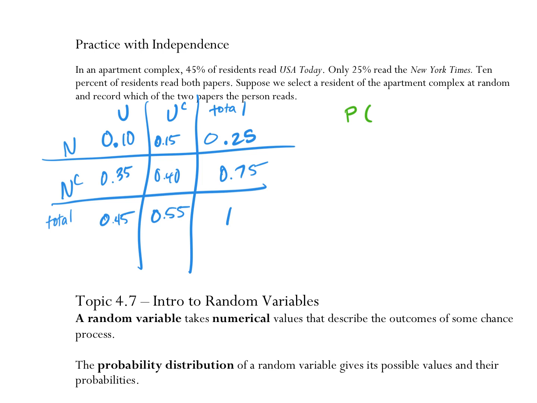You have two sets of options here. Probability of reading the New York Times. Okay, if that's the one I'm finding, I need to compare that to the probability of reading the New York Times, given that they also read USA Today. So let's see, that would be 0.25 and 0.1 over 0.45, which is 0.22 repeating, I think.